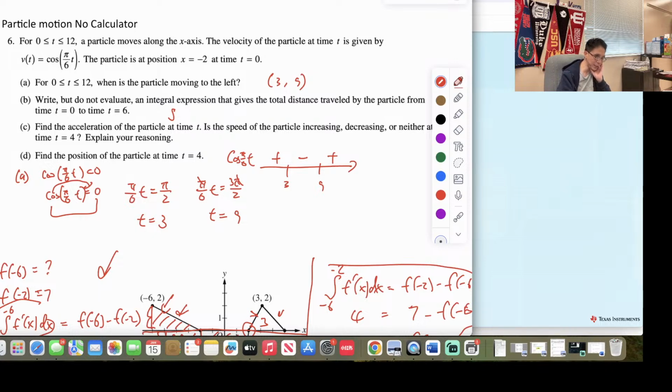Now, part B is actually super easy. It's the integral from 0 to 6 of the absolute value of v of t dt. And they say do not evaluate, and that's it. You're done.